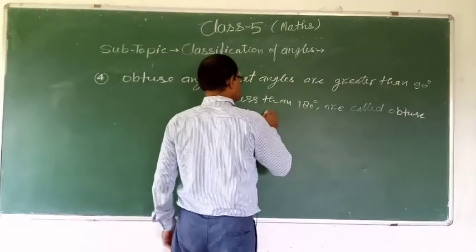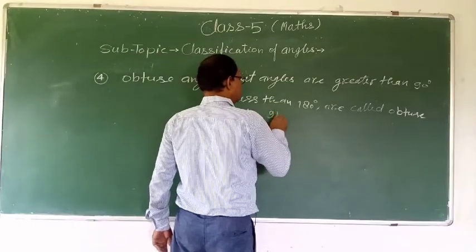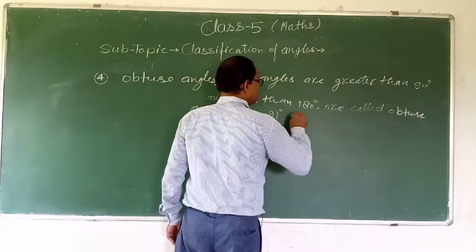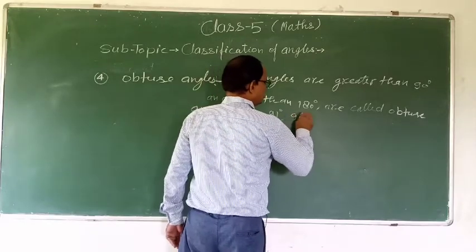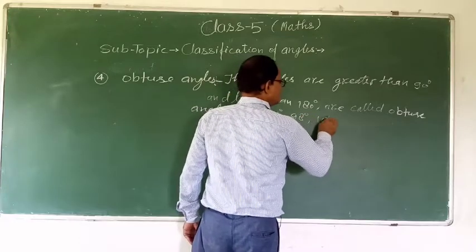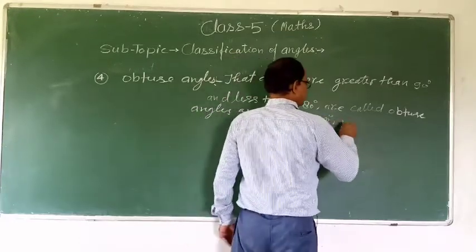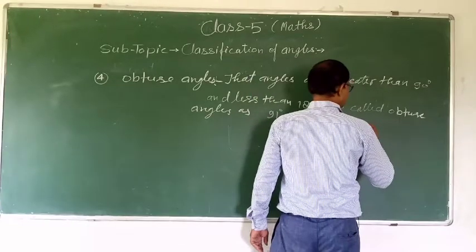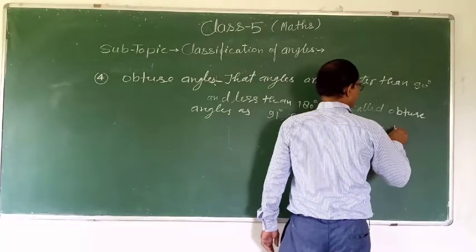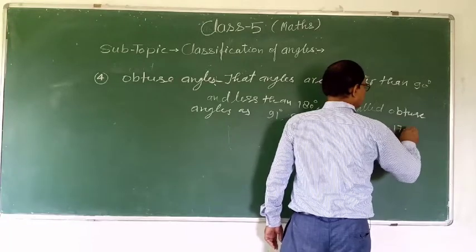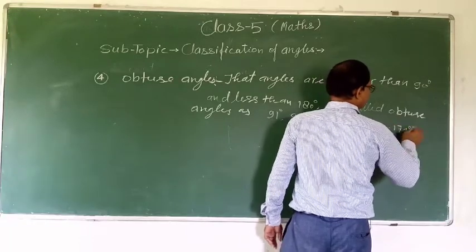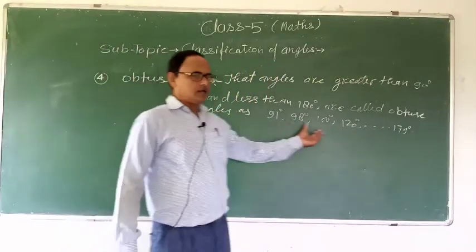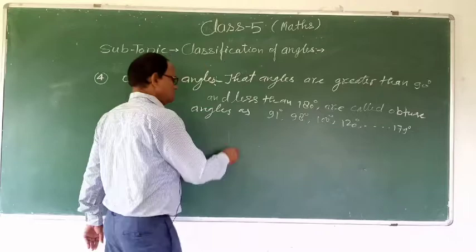For example, 91 degrees, 98 degrees, 100 degrees, 120 degrees, up to 179 degrees. So these types of angles are known as obtuse angles.